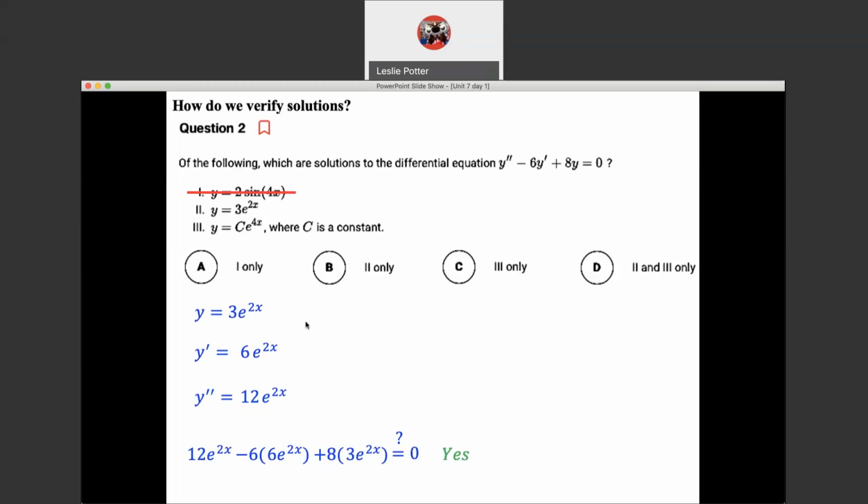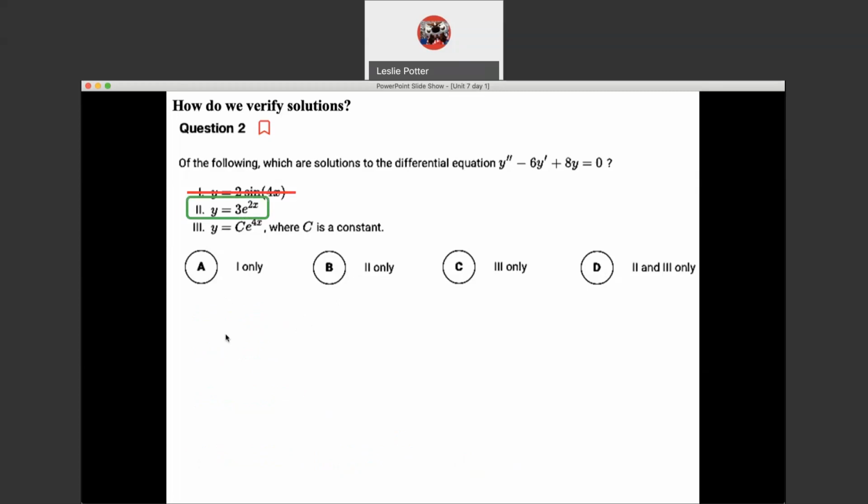So that does equal 0. So we know that's a possibility. So now we know B and D are definitely yes. So now we got to check out option 3. So 3 is the generic equivalent of what we just got done doing.